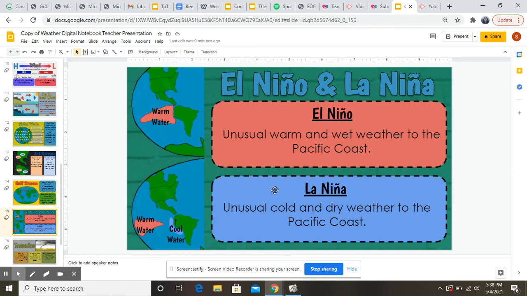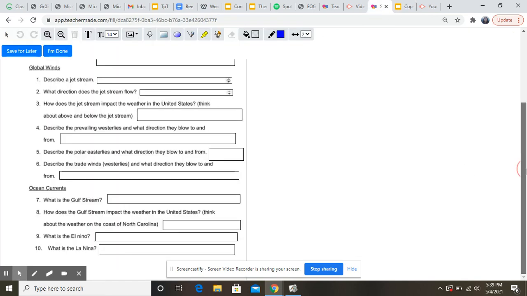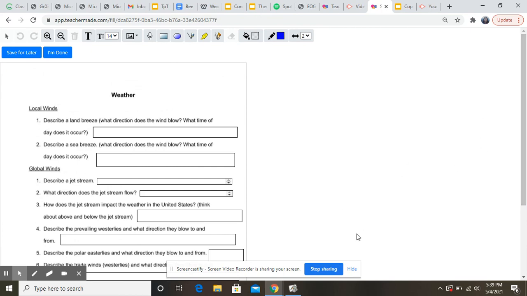Pacific, not the specific. But that is basically what you need to know for today's worksheet and for your EOG. So let me know if you have any questions. Thank you.